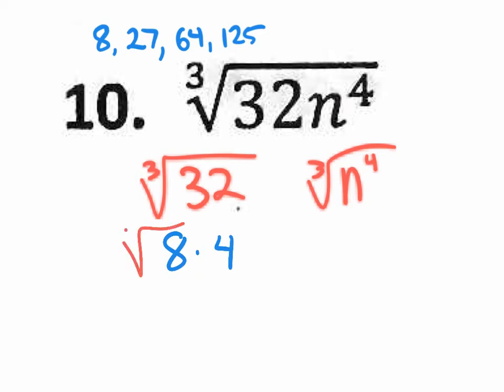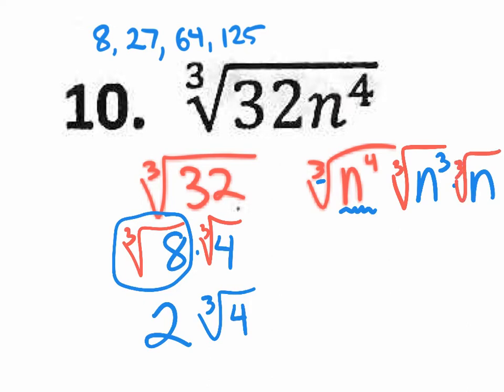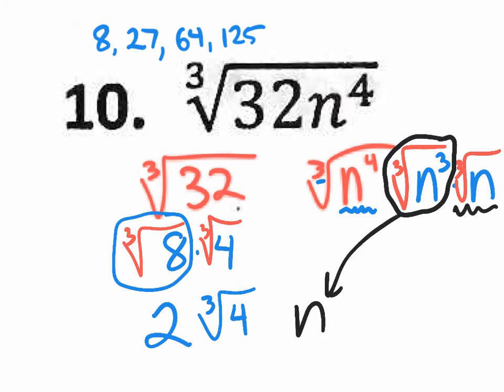And when you split the cube root, the cube root of 8 is what? 2. And the cube root of 4, you can't do it, so you just bring it down. And over here, we have the cube root of n to the fourth. We want something that's divisible by 3. So what I'm going to do is rewrite n to the fourth as n to the third times n. And then I'm going to split that third root again. That way, the third root of n to the third is really what? The nice, beautiful n. And then the third root of n, you're just going to bring it down because you can't do it, the third root of n.